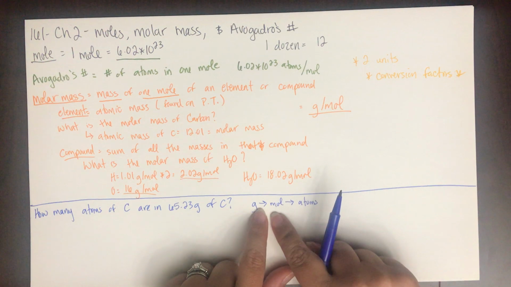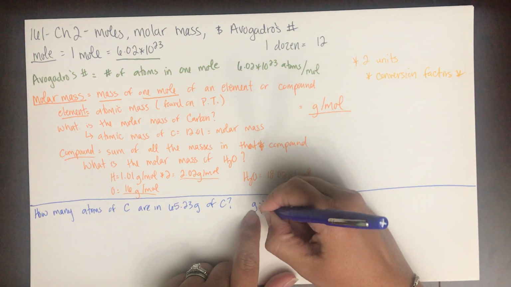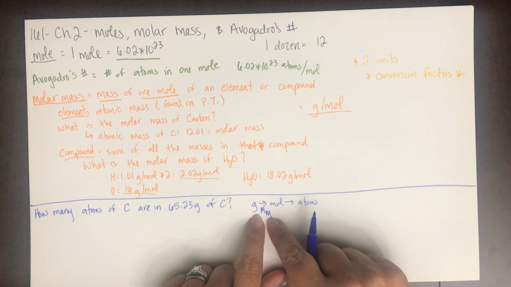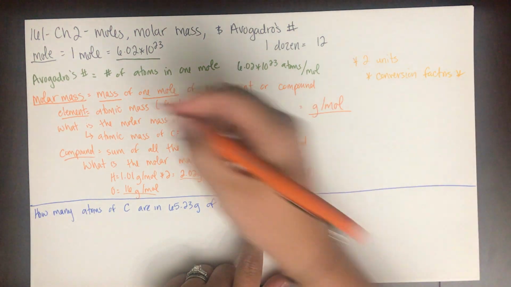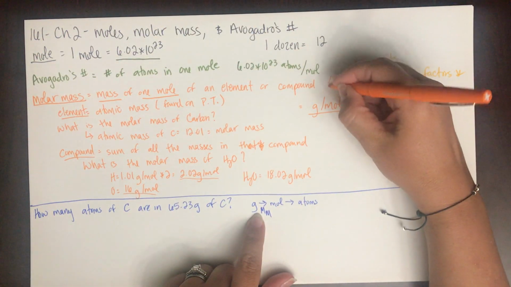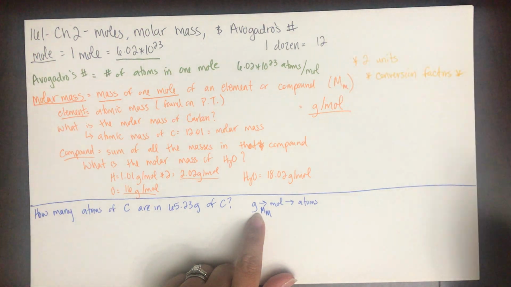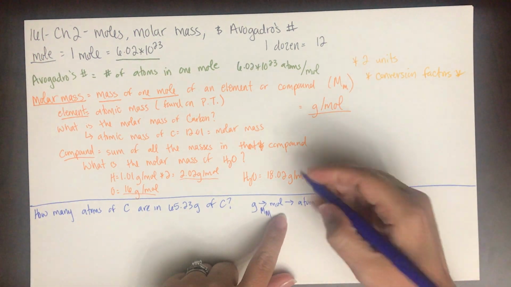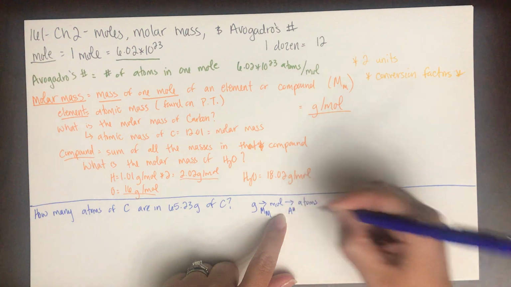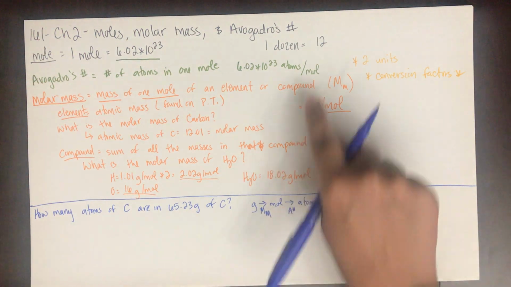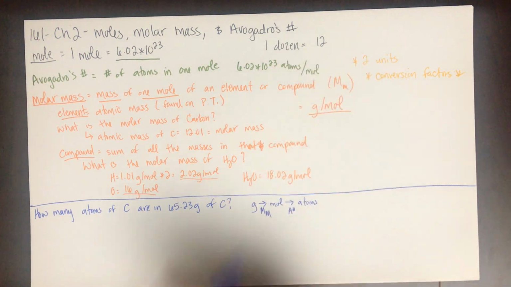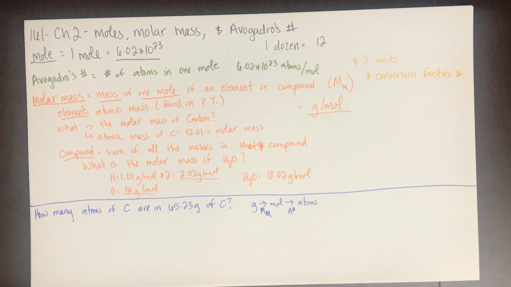I'm going to go from grams to moles using the molar mass. M, this big M, little m, is an abbreviation for molar mass. And then I'm going to use Avogadro's number to go from moles to atoms because I know that there are this many atoms in 1 mole. Again, you do not have to set up these dimensional analysis problems the way that I do. I'm just going to do it to be consistent with what's in your text and what's in the homework.